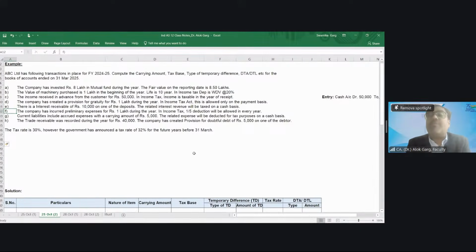So what is the book base? What is the value of the asset and liability? 0. There is nothing which is going to be carried forward. Right, Sailendra?